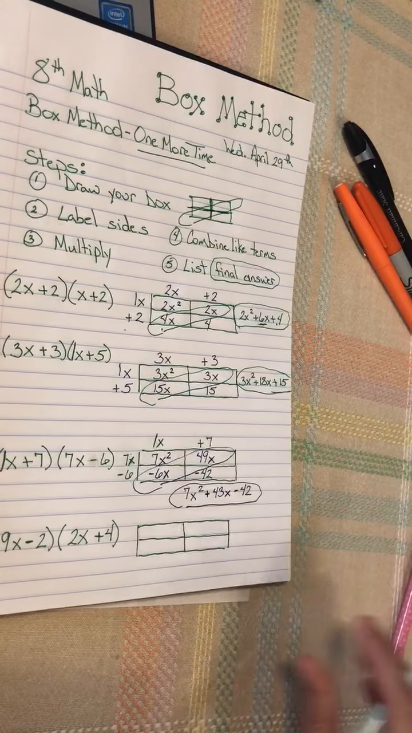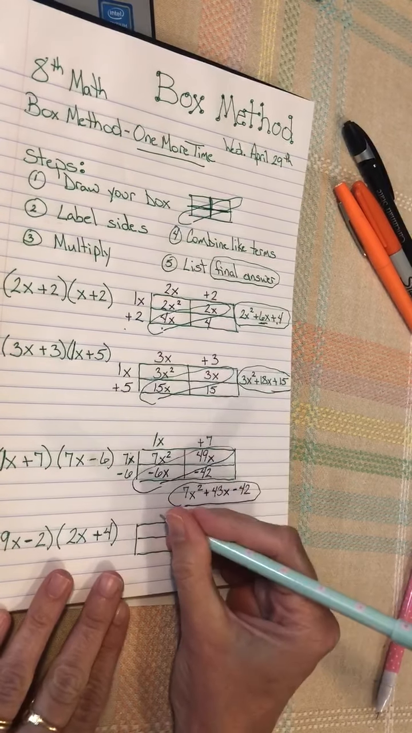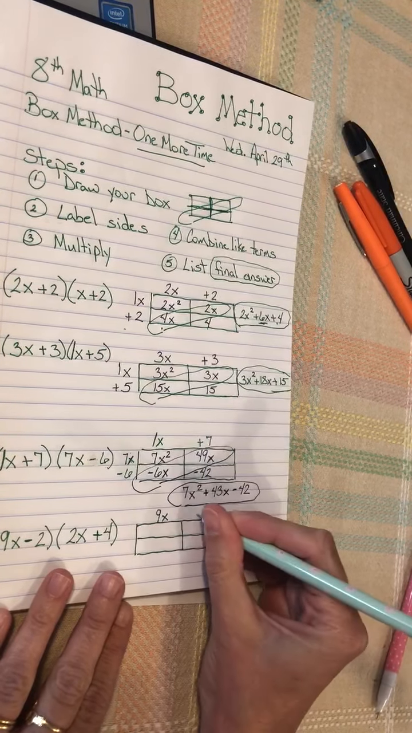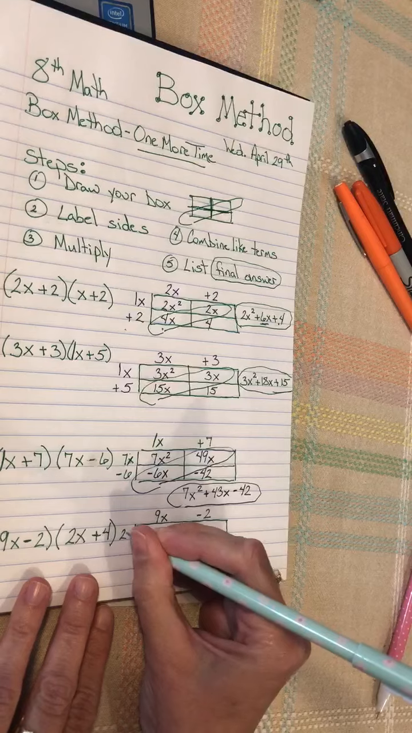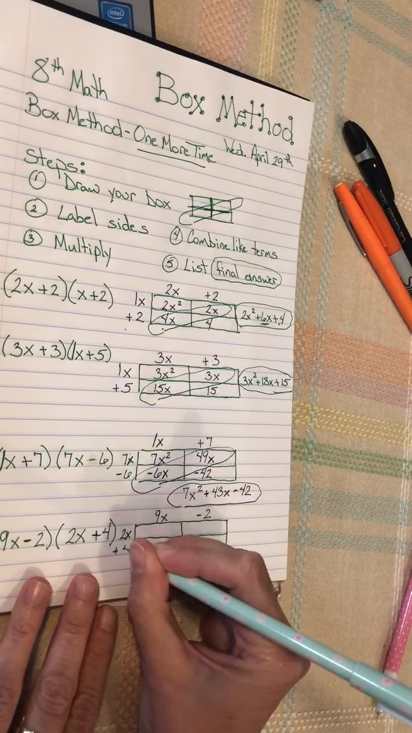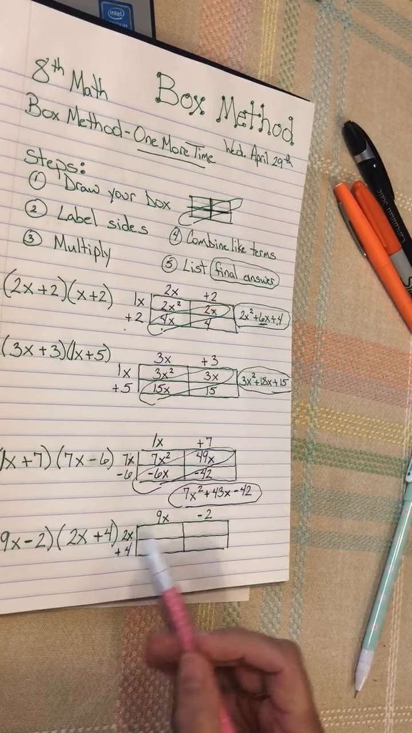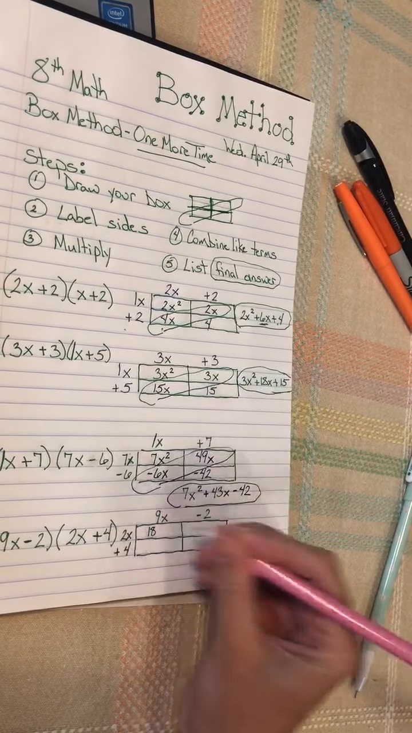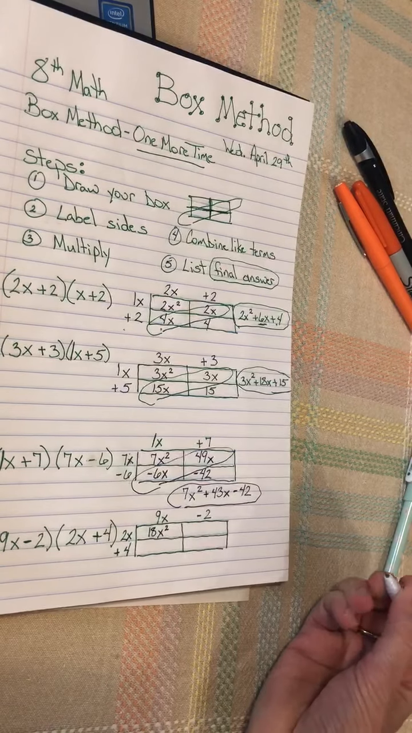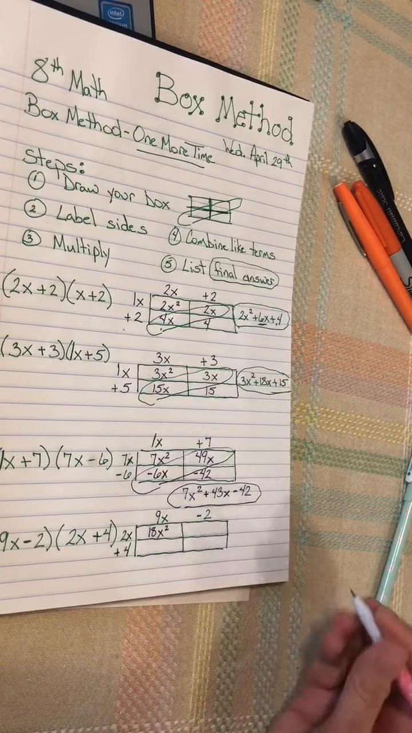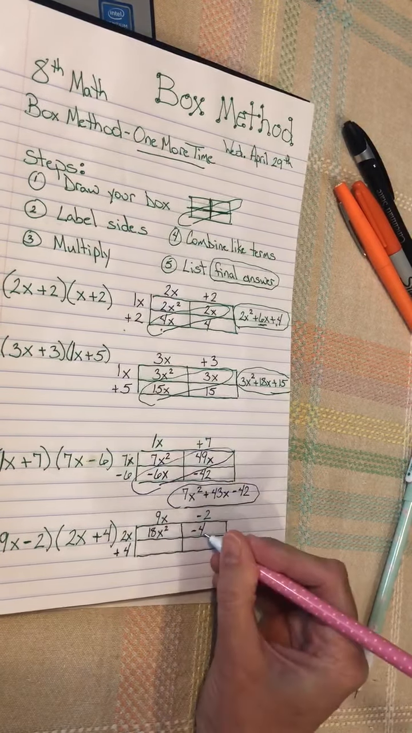Okay, all right, let's do one more. Binomial 9x minus 2. I'm going to list it. 9x minus 2. And 2x plus 4. Okay, now I'm ready to multiply. 2 times 9 is 18. x times x is x squared. Okay, 2x times a negative 2. 2 times 2 is negative 4. And I put my variable on.